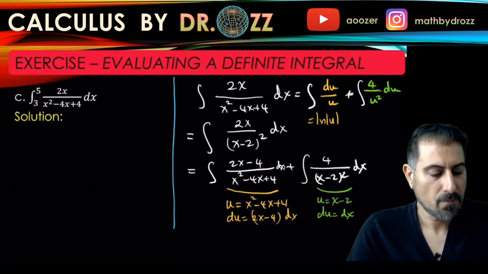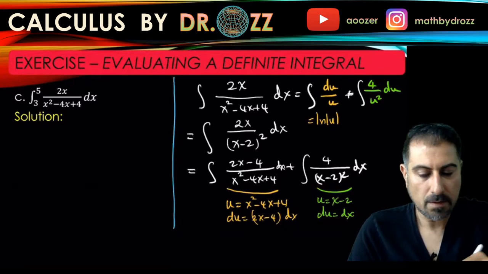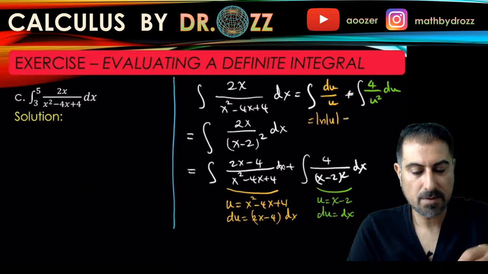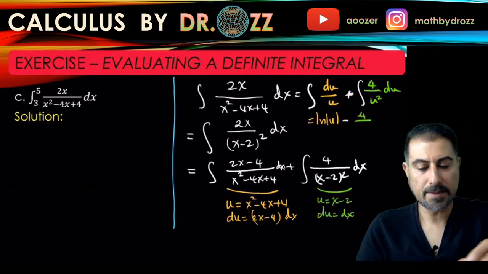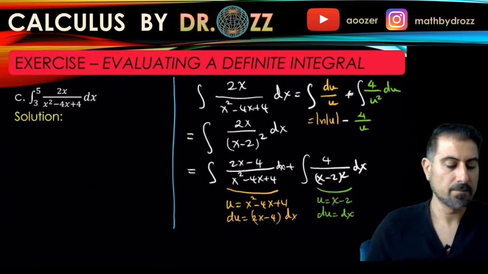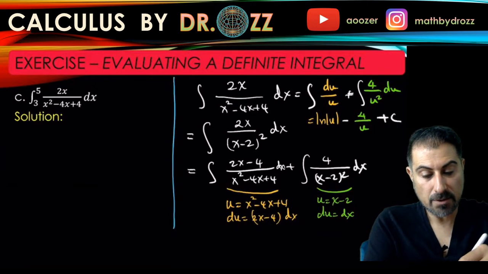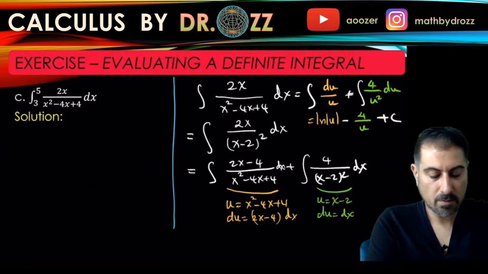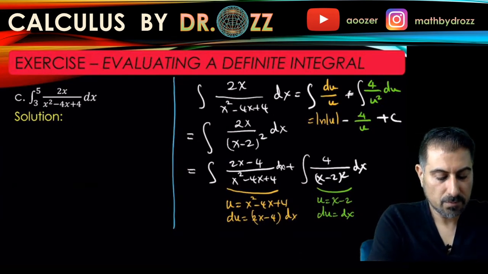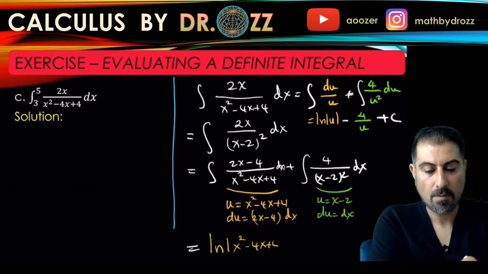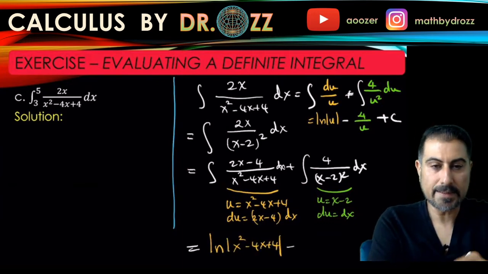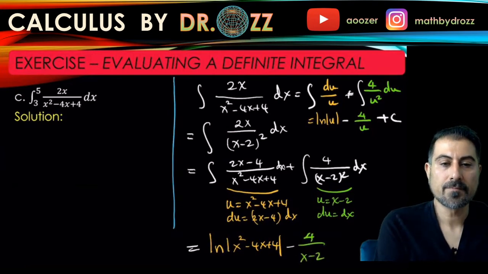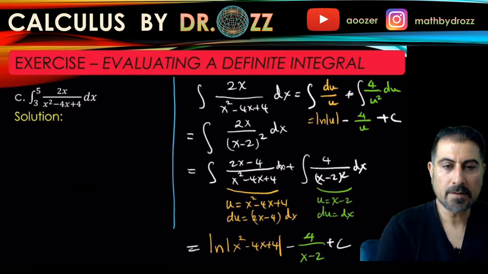Let me use white here. Minus 4 over u, plus c. All right, so I'm going to write the final result down here. ln of u, which is ln of x squared minus 4x plus 4, minus 4 over x minus 2, plus c. There we go, so that takes care of the indefinite integral.